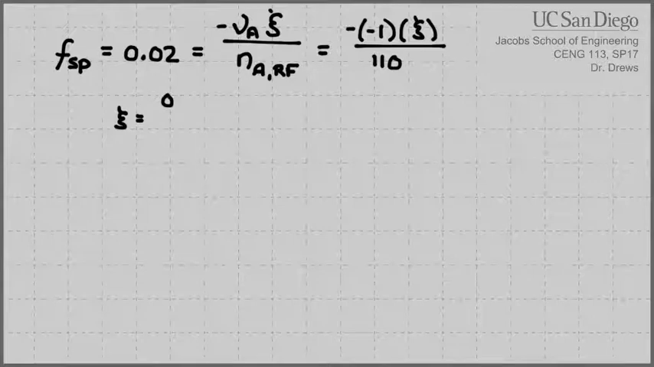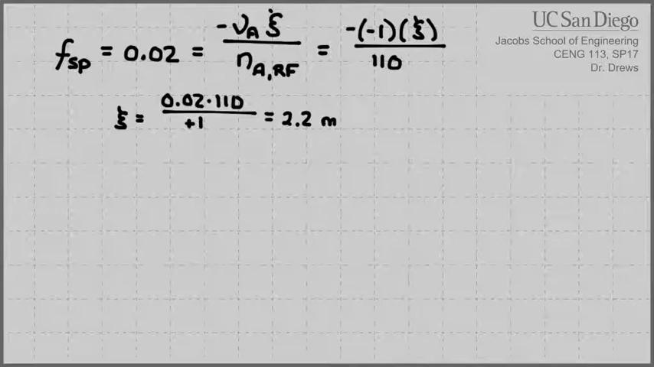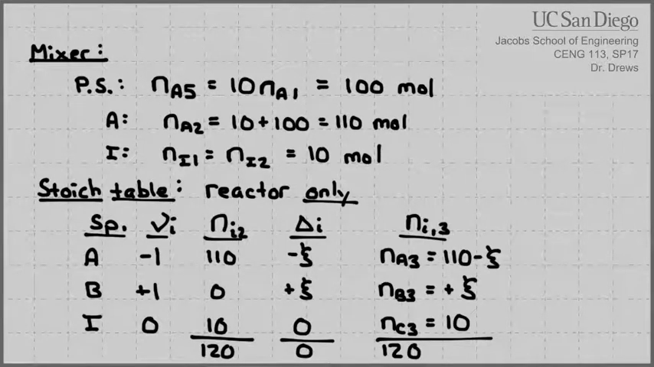So from this information, squiggle is going to be equal to 0.02 times 110 divided by +1. Let me pull out my calculator because I don't have that number with me at the moment. 0.02 times 110 is 2.2. So with that information, we do have enough now. If we were to go back to this table, we now know what the extent of reaction squiggle is, so we could figure out every component of stream 3 if we wanted to.